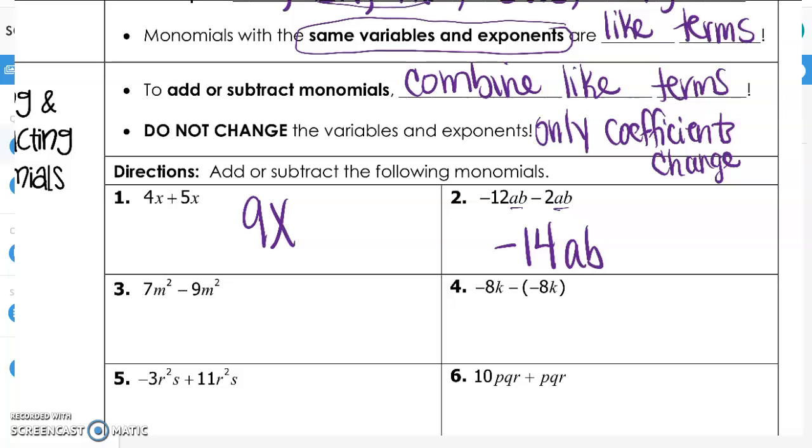Number 3, m squared and m squared match. So 7 minus 9 is negative 2, and then m squared comes along. Number 4, we just have a k and a k. So negative 8 minus negative 8 really means negative 8 plus 8, which is 0. Not 0k, just 0. 0 times anything is just 0, so the variable goes away.